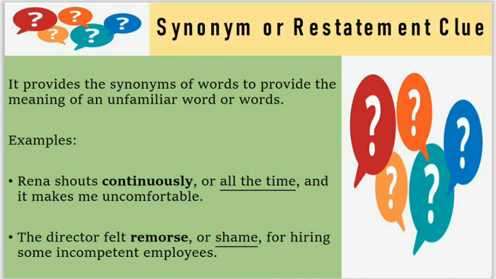Notice that on the first example, the word continuously is in bold letters, while its meaning or its synonym on the other part of the sentence, all the time, is underlined. All the time is simply a restatement of the word continuously. The second example: the director felt remorse or shame for hiring some incompetent employees. The word in bold letters, remorse, is simply restated or given a particular synonym on the next part of the sentence, which is shame. Remorse is the same as shame.